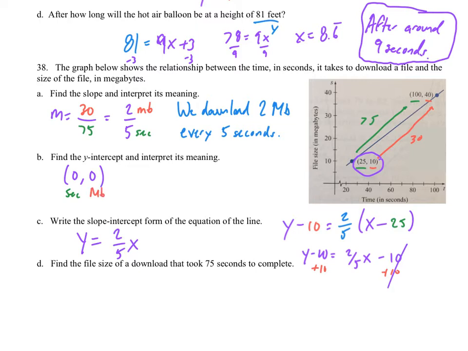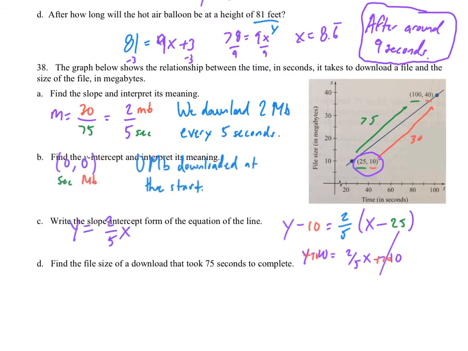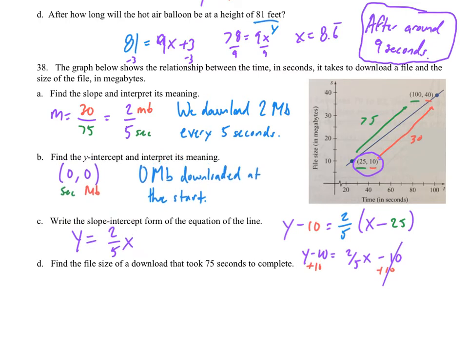And it actually should make sense, right? If we don't spend any time downloading, then we should get 0 megs downloaded. Or at the beginning of this process, we have 0 megabytes downloaded already, so it should kind of make sense. So 0 megabytes downloaded at the beginning or at the start. That's our interpretation there. And then we just wrote the equation in slope intercept form already, so don't need to worry about that.